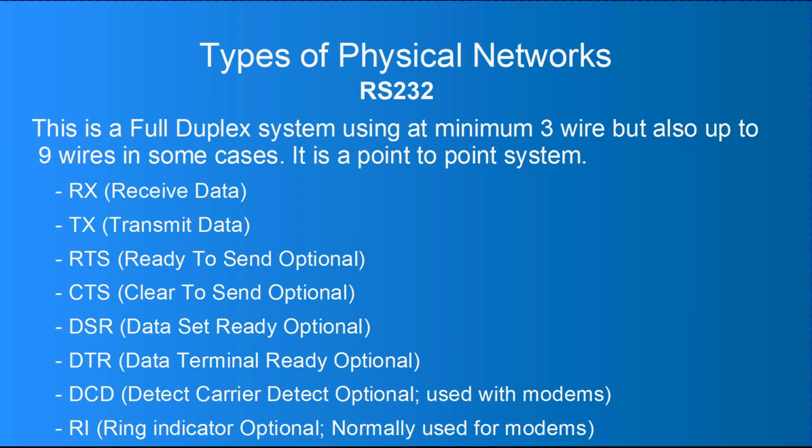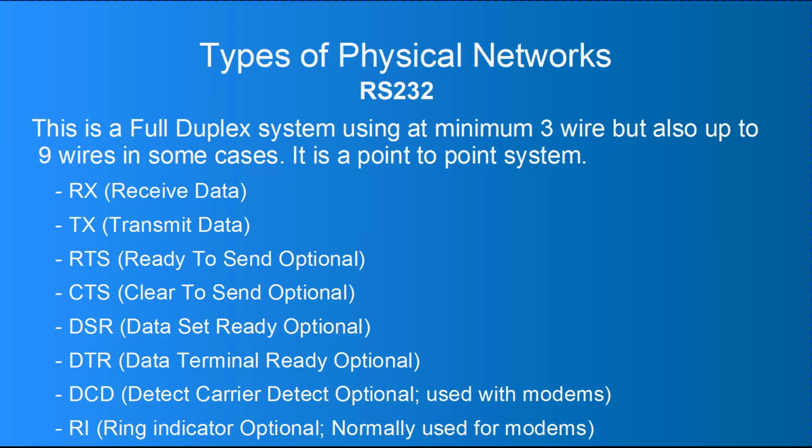You've got the ready to send, clear to send, data set ready, data terminal ready, carrier detect. So when a modem is actually seeing a carrier on the phone lines, it can assert that line if present. There's also a ring indicator, so if a modem picks up that the phone's ringing, it can also signal the computer. Now, this is old technology, and we don't see it being used very often anymore.